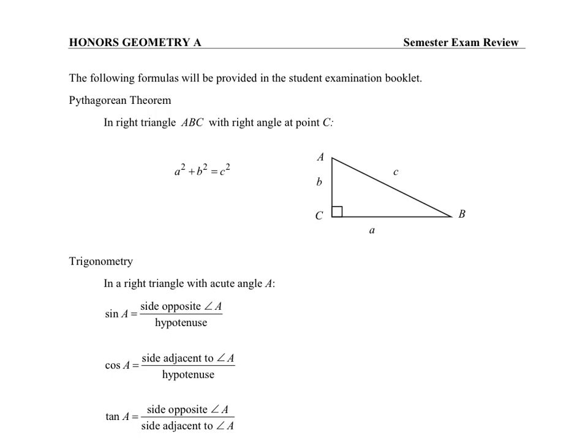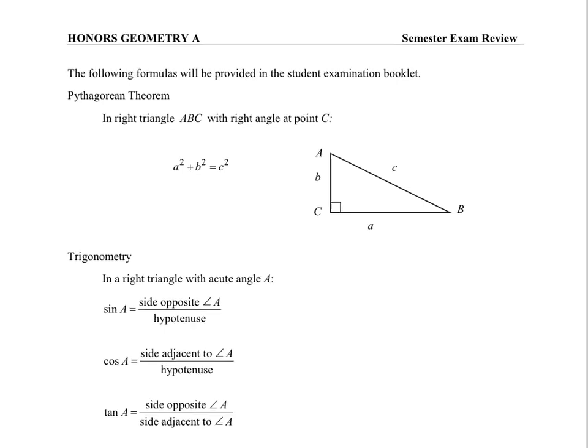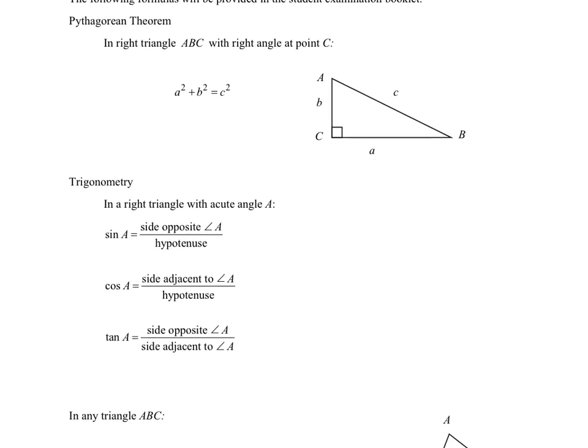This is the exam review for the Honors Geometry semester exam for Unit 2, Topic 2. I wanted to draw your attention to the formula sheet given on the front of the review packet. This will be given to you on the exam, and this is the topic that predominantly uses the formula sheet.